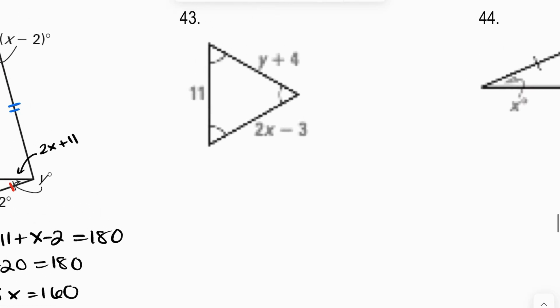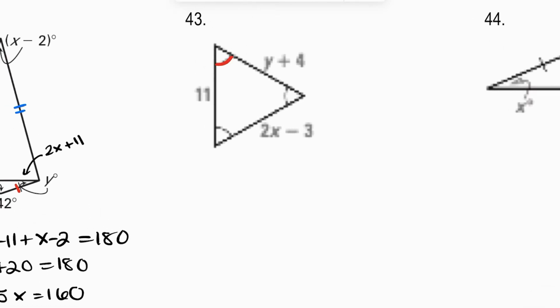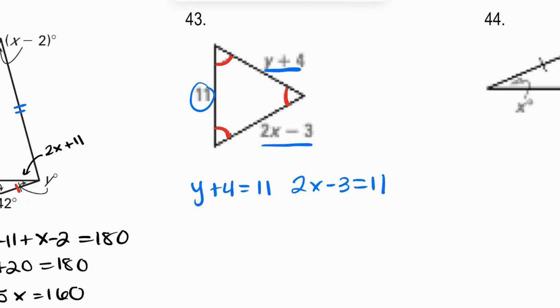All right, 43. In 43, all of our angles are congruent, which means all of our sides must be congruent because it's an equiangular triangle, so it's an equilateral triangle as well. So we're going to set each of our sides equal to 11. y plus 4 equals 11, and 2x minus 3 equals 11. So we have y equals 7, and we have 2x equals 14, so x equals 7 as well.